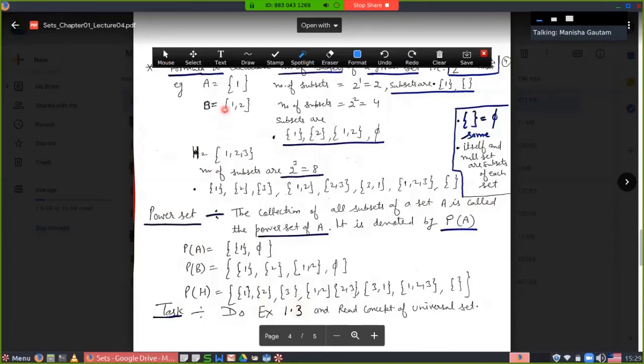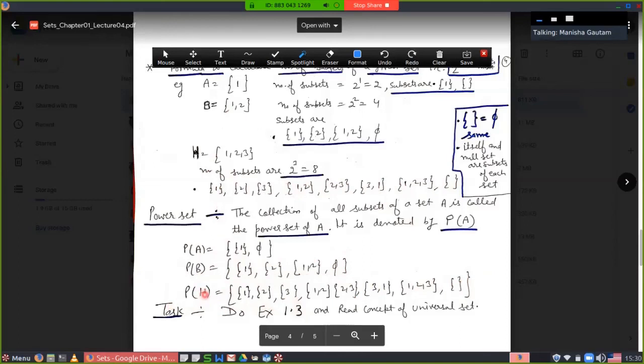For B, how many subsets were there? 4 subsets were there. Put these as elements in a curly bracket. You will get a new set, the power set of B. And the power set of H has all the subsets of H. H has 8 subsets, all 8 elements will be written down here and put into a curly bracket, making a set. This is the power set of H.